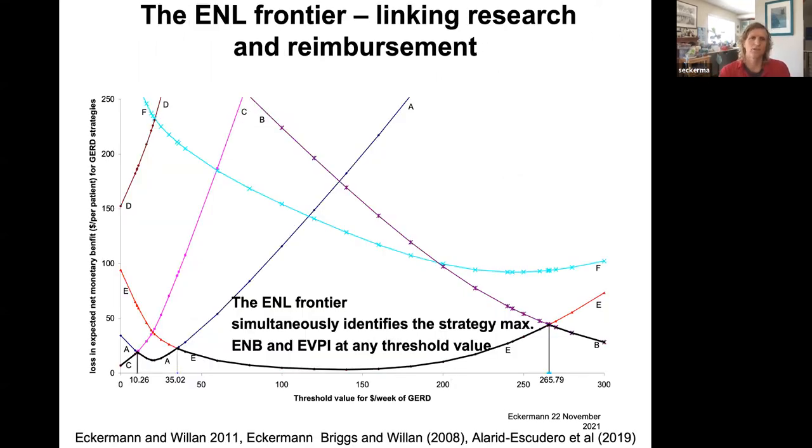Okay, now as I've alluded to, in this one figure we get not just the optimal strategy across the six strategies in this case, or n strategies, but also the expected value of perfect information across those n strategies at any threshold value. So it's simultaneously the expected net loss frontier, that bottom curve there, which identifies the strategy maximizing expected net benefit, and the expected value of perfect information at any threshold value.